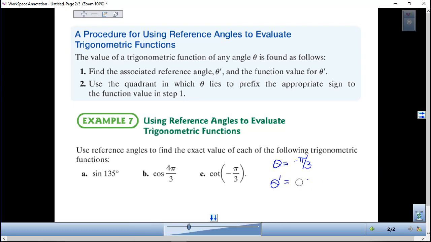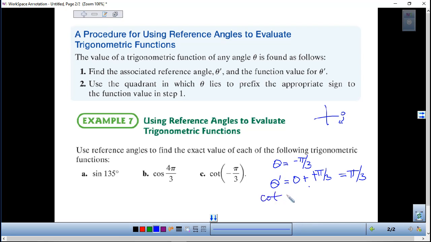Alright, so in this case, instead of 2 pi, remember the closest x-axis if we're going negative is not 2 pi, it's actually 0. We're starting at 0 and going this way. We haven't gone all the way around to get to 2 pi. So it's 0 minus negative pi over 3, which is the same thing as pi over 3. That's what theta prime is. So when we find the cotangent of theta prime, cotangent is nothing more than cosine of theta prime over sine of theta prime.